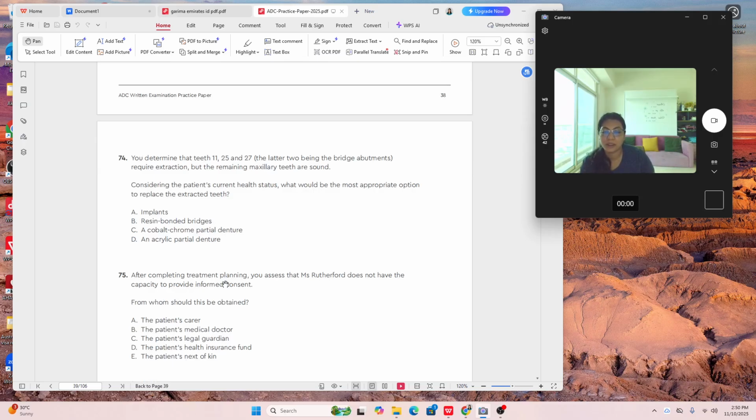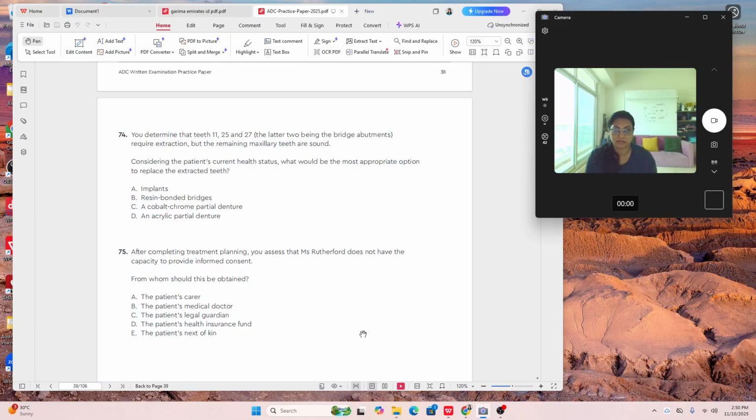After completing treatment planning, you assess that Ms. Rutherford does not have the capacity to provide informed consent. From whom should this be obtained? Always legal guardian. No doubts about this.